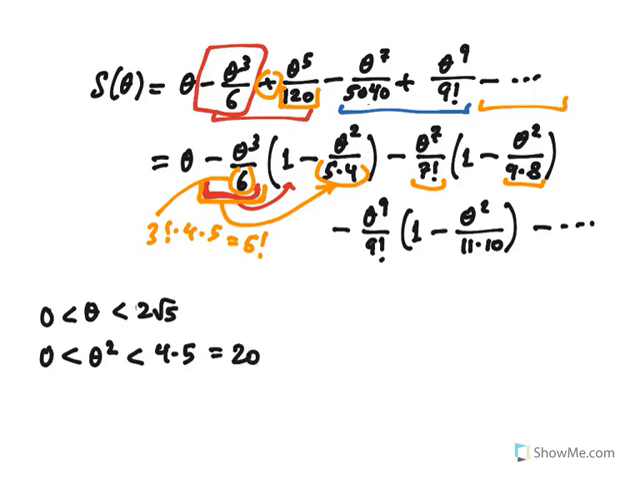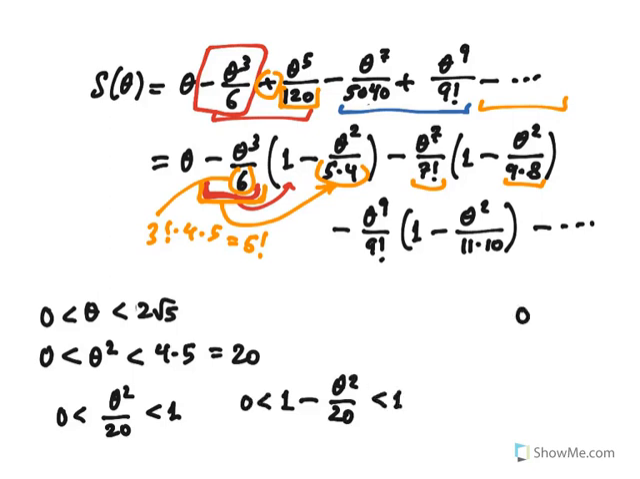from this is that theta squared over 20 is between 0 and 1. And therefore 1 minus theta squared over 20 is also between 0 and 1. In general, if I have a number u that's between 0 and 1, then 1 minus u has the same property. It's also between 0 and 1. It's easy to check that, so I'll leave it to you to check.